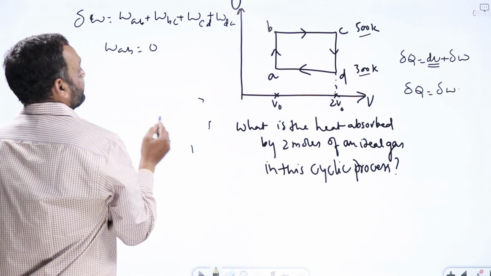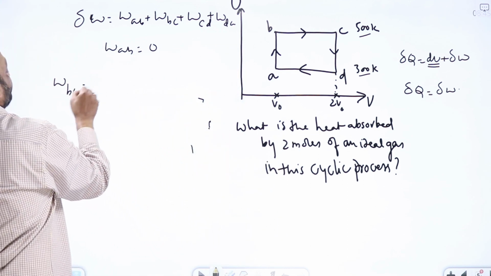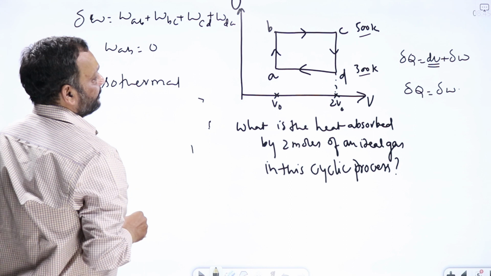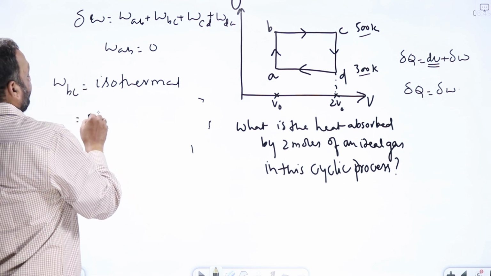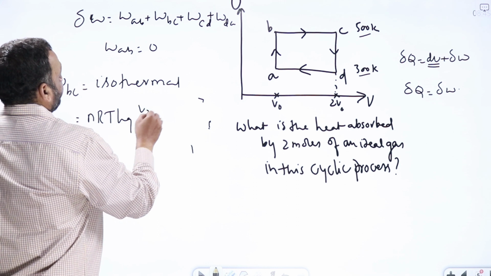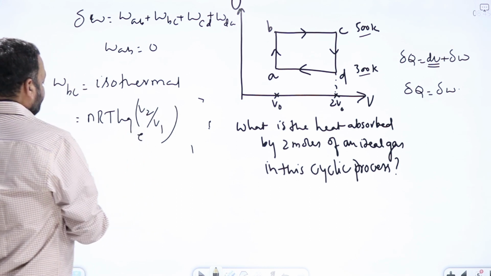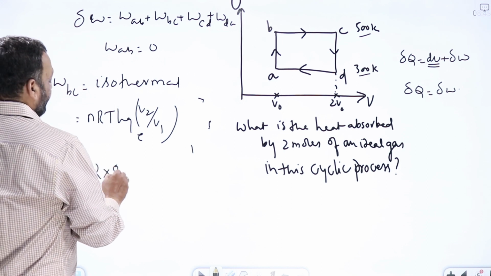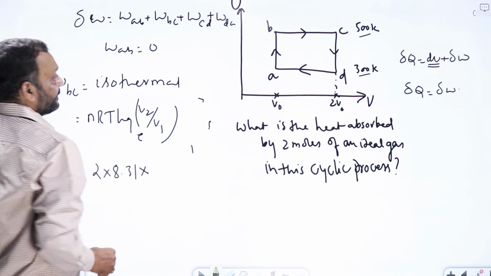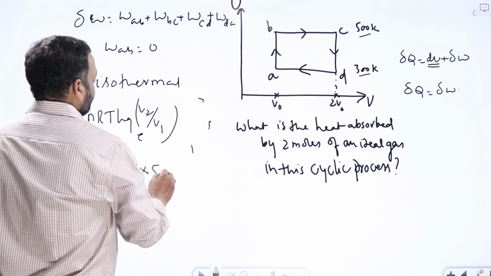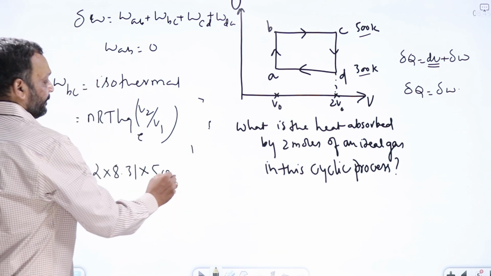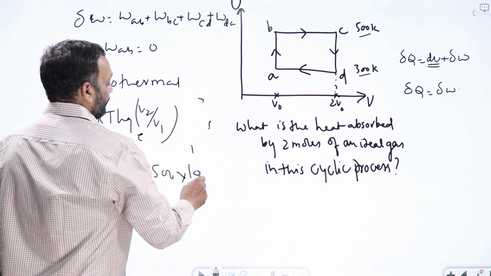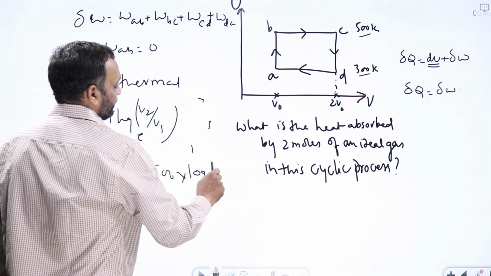So work done in an isothermal process: W_BC is equal to, this is an isothermal process, so work done is equal to nRT log V2 by V1 to the base e. n is the number of moles given, there are 2 moles. R is 8.31 joule per mole Kelvin, into temperature, given as 500 Kelvin throughout the process BC, into log of V2, the final volume 2V0, by V0. So that is nothing but log 2 to the base e.